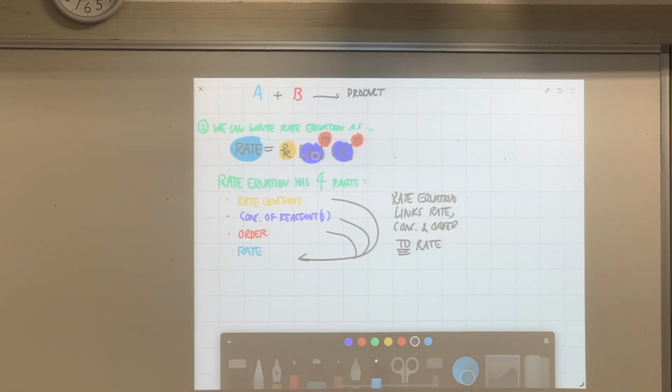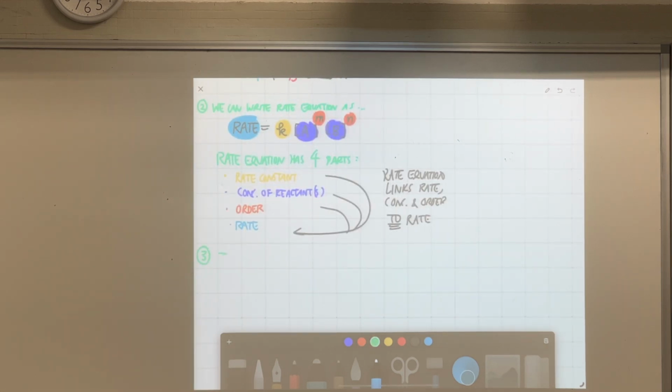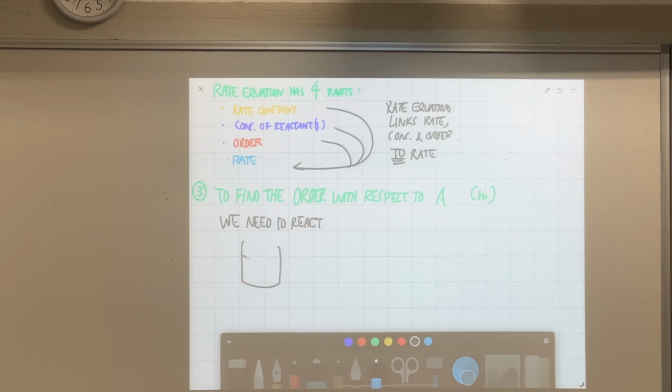Then, how do we find m and n? Well, we need to set up the following experiment. To find the order with respect to A, that is m, meaning we want to find the power of A, we need to first react a certain concentration of A, so let's say 0.1 molar of A, with a large excess of B, and see how much time it takes for the observable event to occur.